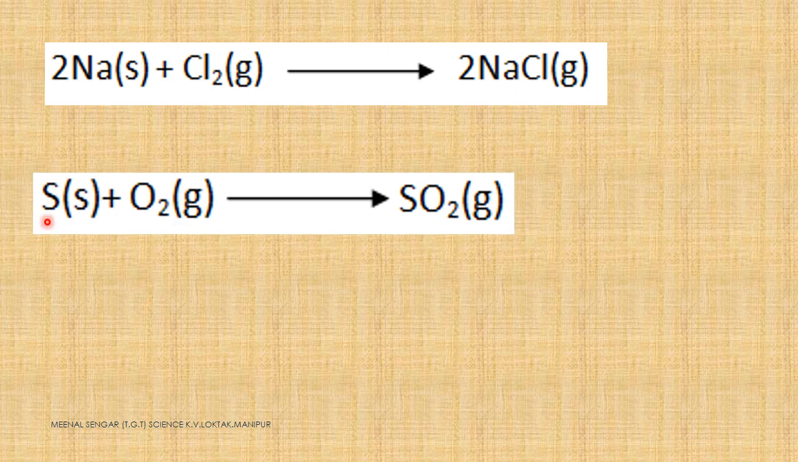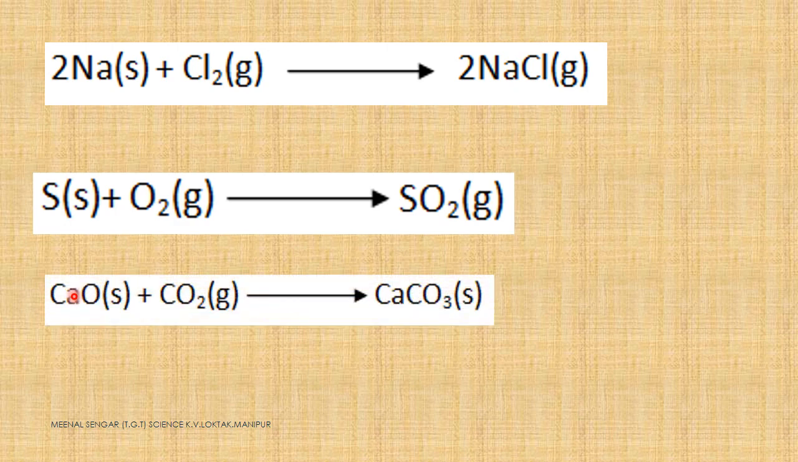Let us see another example here. Sulfur is a solid and oxygen is a gas. They react together and form sulfur dioxide, which is also a gas. Again, two elements combine together to form a single product, which is in gaseous form. Let us consider a third example. This is calcium oxide, that is lime. When it reacts with carbon dioxide, which is in gaseous form, it forms calcium carbonate, which is in solid form.